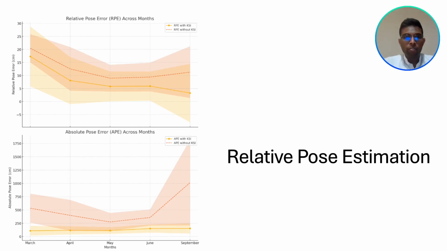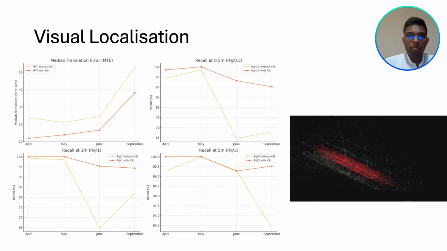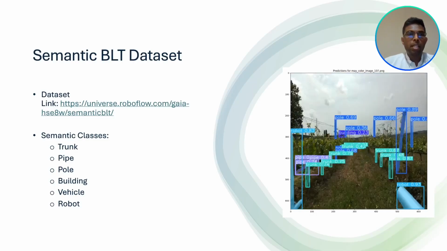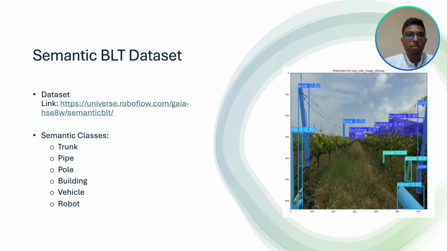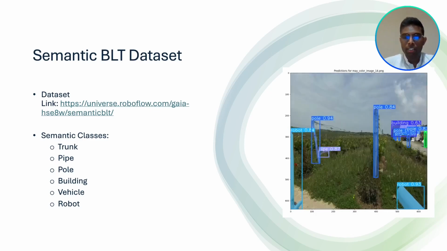Here, we look at relative pose estimation, and the absolute pose error and the relative pose error are always below the baseline. And for visual localization, you can see the median translation error is always lesser than the baseline, and also recall at 0.5 meters, 1 meter and 5 meters are always above or equivalent to the baseline. We also present the Semantic BLT dataset, which has vineyard specific objects for semantic segmentation. You can use it for your applications.